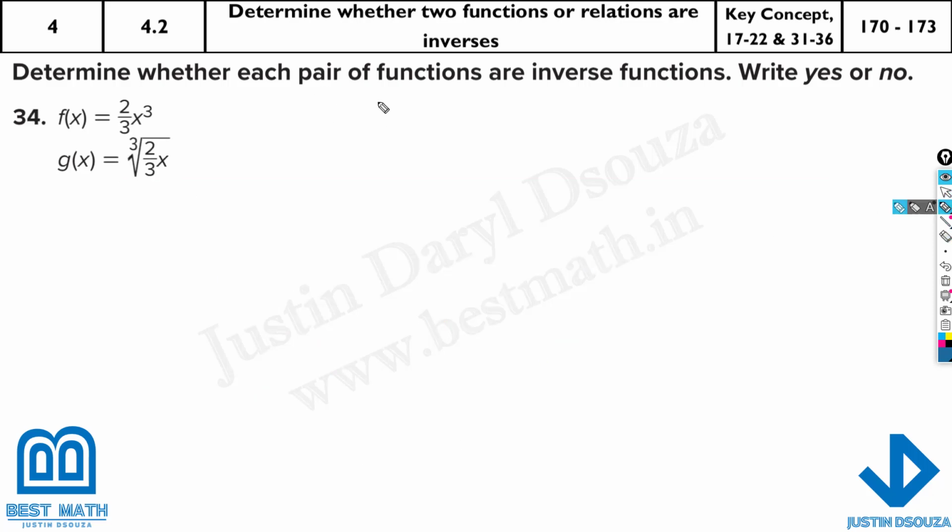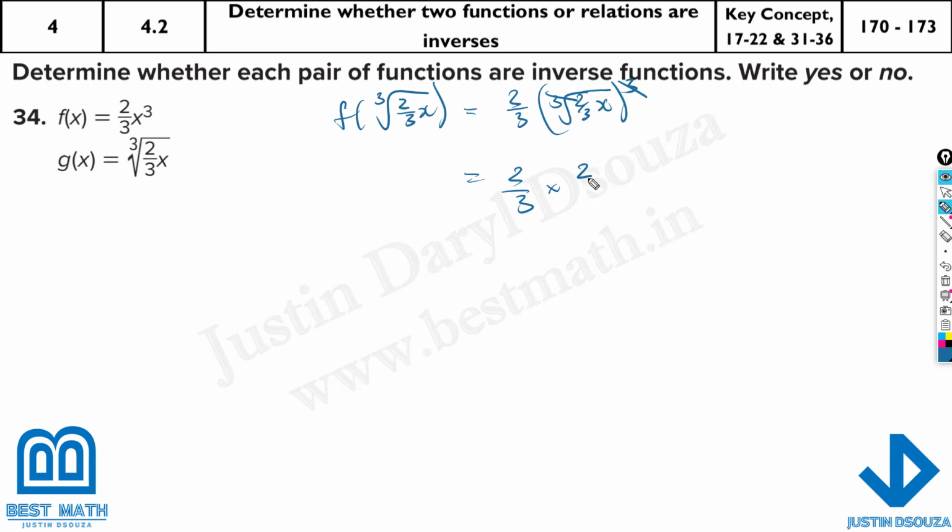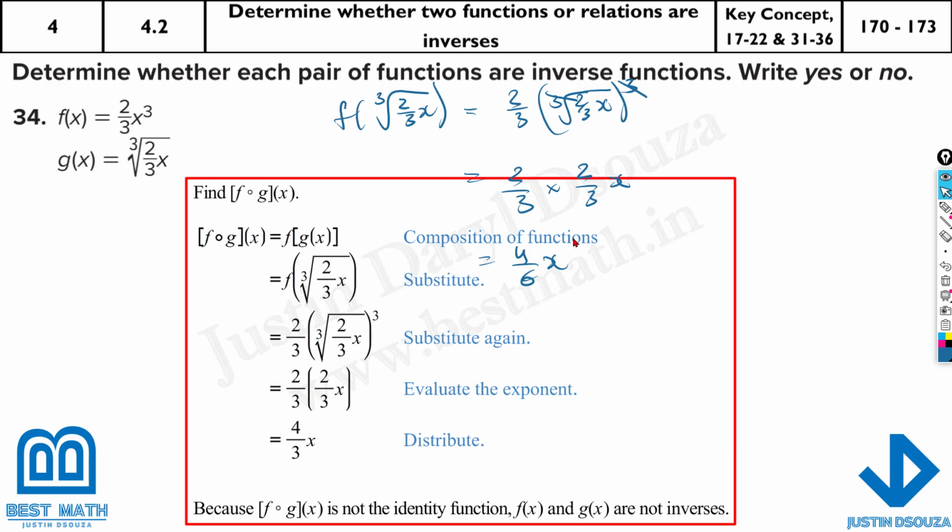And this one, here we have f of, this is cube root 2/3 x. That will be equal to 2/3, and we have cube root 2/3 x. The whole power, see this x is substituted by this value, right? But this whole power, x is raised to power 3. So this entire thing to the power 3. That cancels off. And you're remaining with 2/3 multiplied by, here what happens? It's again 2/3 x. Now here then, it will be 4 by 6x, which says it is not inverse. They're not inverses. Now here we got 4 by 6.